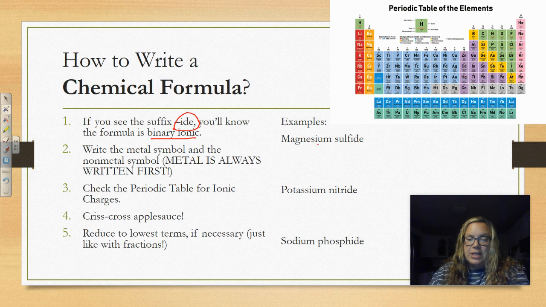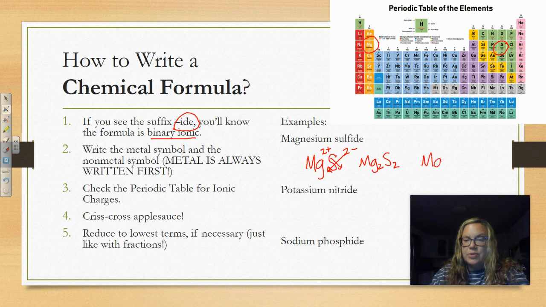So let's look at some examples here. We have magnesium sulfide. So we write the metal first, Mg and S. And we notice sulfide comes from sulfur. So we look at the periodic table, and magnesium would make a 2+ ion, and sulfur would make a 2- ion. And if we crisscross, we would get Mg2S2, but notice 2 can divide into 2, so we'll just have MgS to reduce.